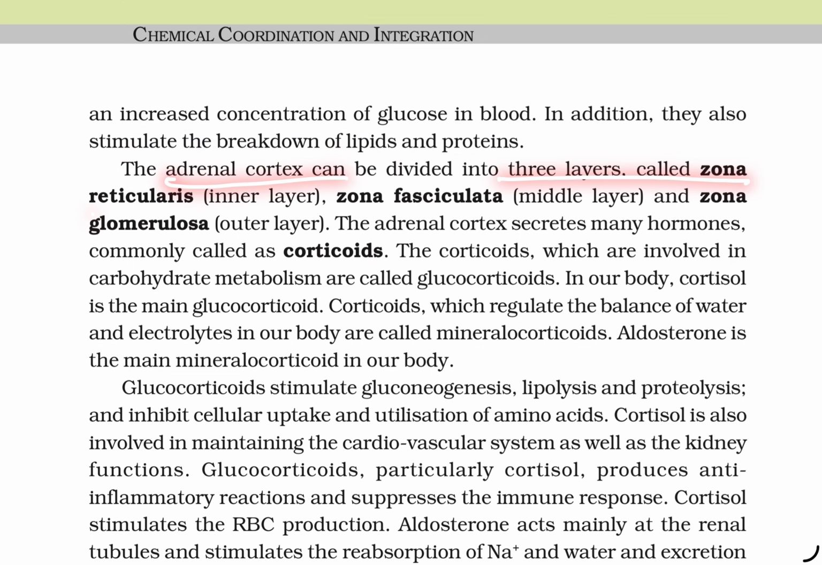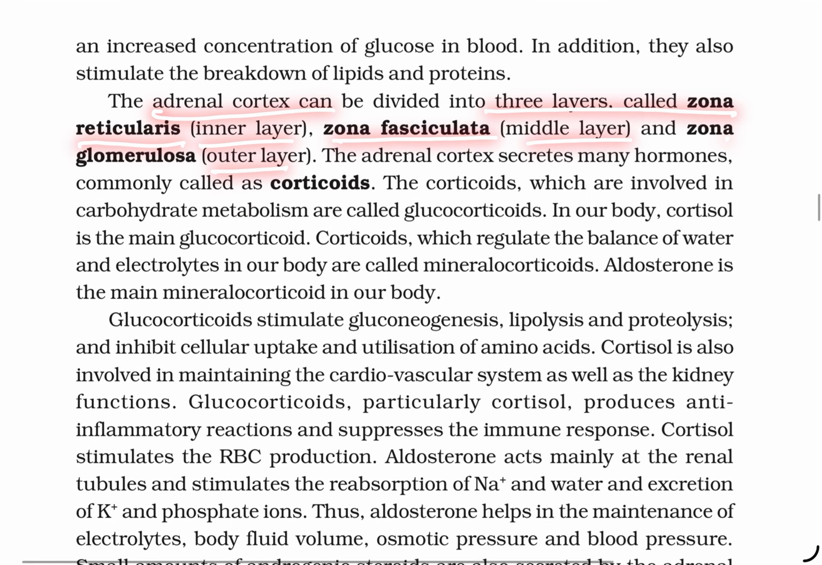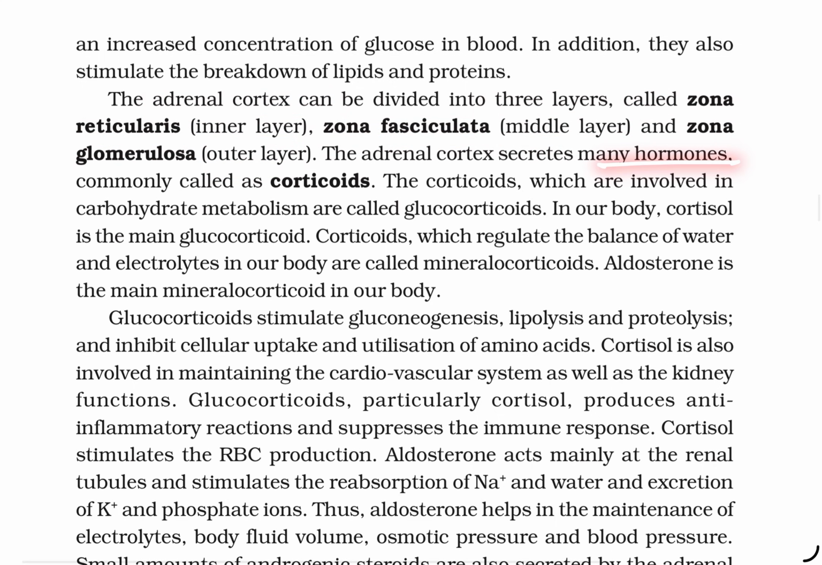The adrenal cortex can be divided into three layers: zona reticularis, the inner layer; zona fasciculata, the middle layer; and zona glomerulosa, the outer layer. The adrenal cortex secretes many hormones, commonly called corticoids.